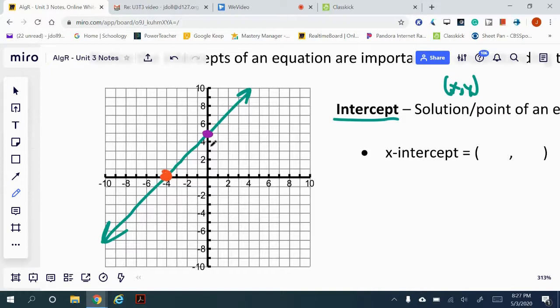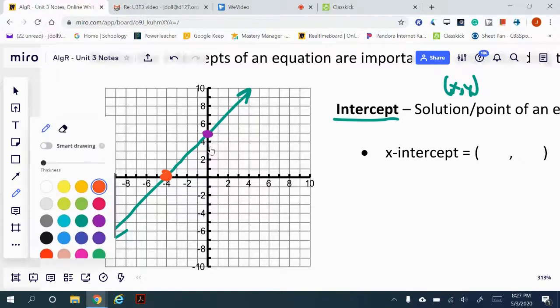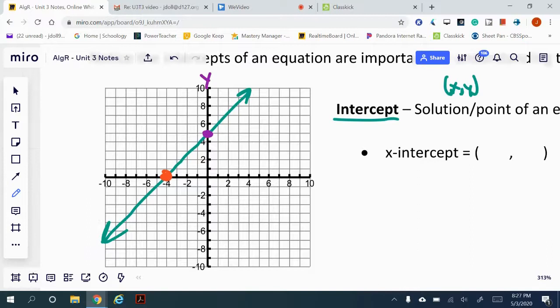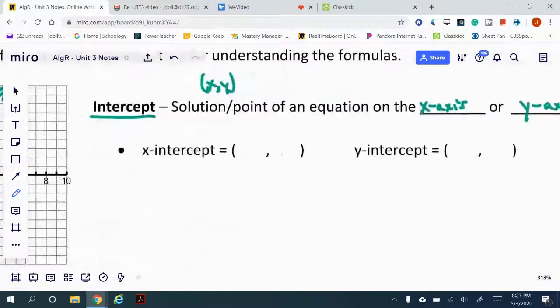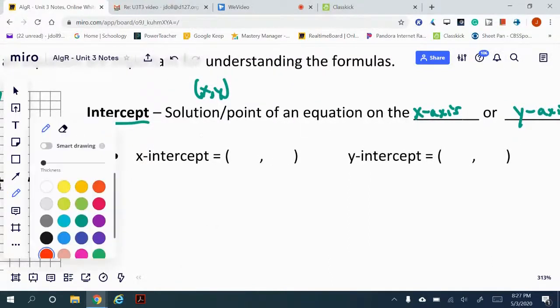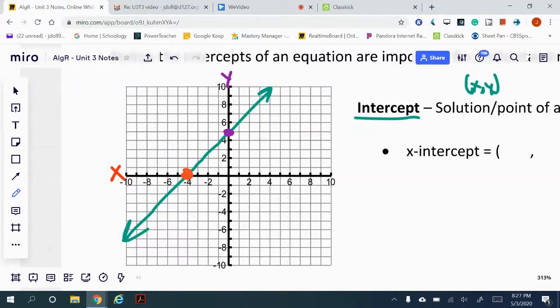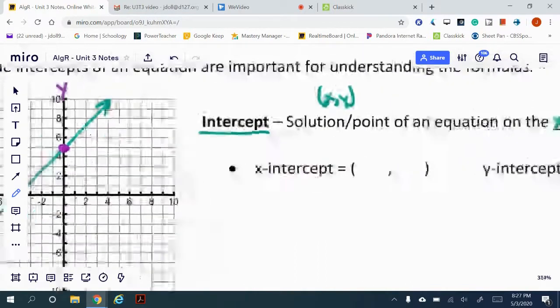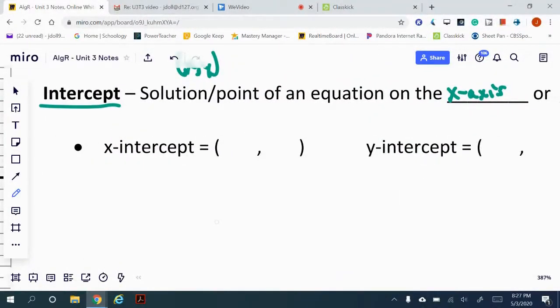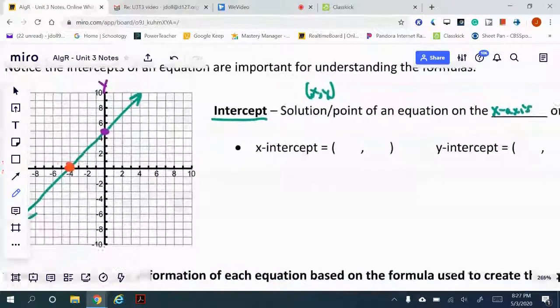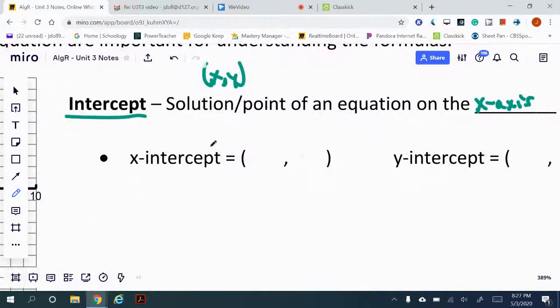So the purple point here is the y-intercept because that's where we're crossing the y-axis, and this is the x-intercept because that's where the green line is crossing the x-axis. Now, some important things about an x-intercept, and I think I said that backwards, guys. The red point is the x-intercept because we're crossing the x-axis. There's a lot of x's in there. It gets confusing. The key, guys, and the thing that's really important about an x-intercept is if it's on the x-axis, the y-coordinate will always be 0.